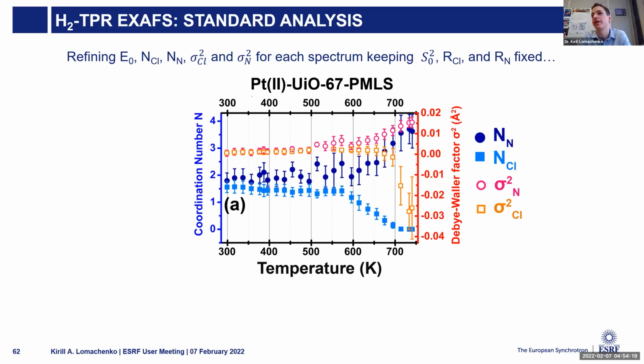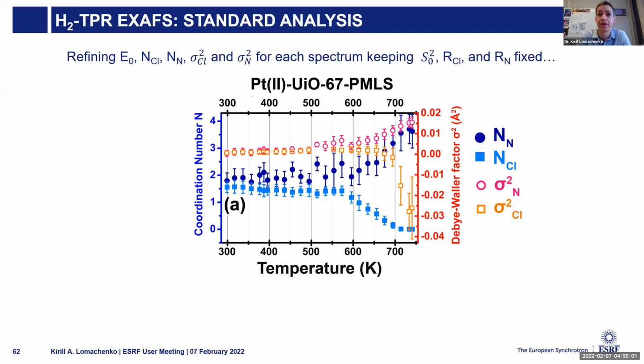So we keep the interatomic distances and S0 squared fixed, and we look at the Debye-Waller factors and coordination numbers, because the coordination numbers tell us whether platinum stays with its chlorines, whether it stays coordinated to the linker molecule or not. And here you see the result of the fitting. In blue, you see the coordination number, and in pink and orange, you see the Debye-Waller factors for 2 different shells. And you see that until almost 600K, things go well.